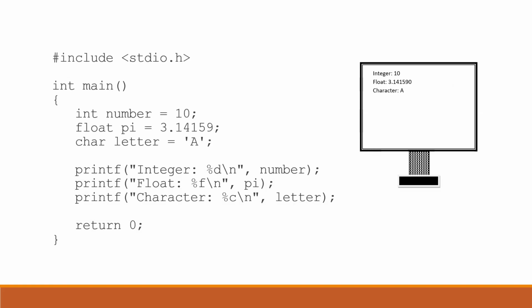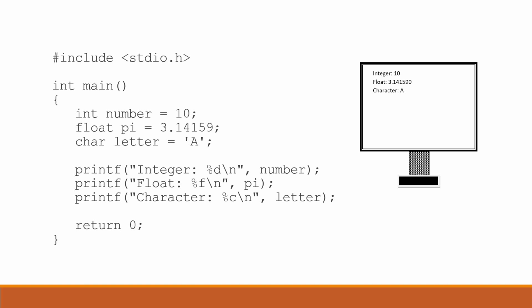This C program demonstrates the usage of the printf function to display different data types. Here's a brief explanation. #include <stdio.h>. This line includes the standard input-output library, stdio.h, in our program. int main. This is the main function. In C, every program must have a main function, and the execution of the program starts from here. The opening curly brace signifies the beginning of the function body.